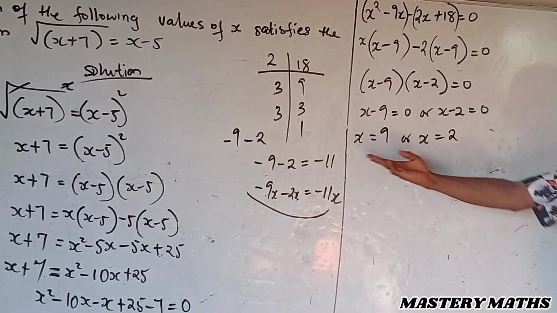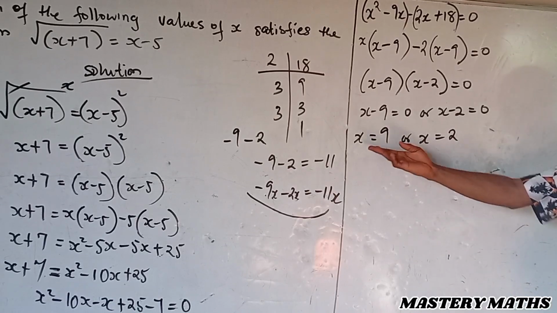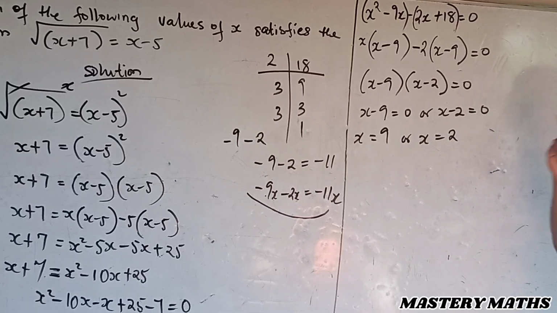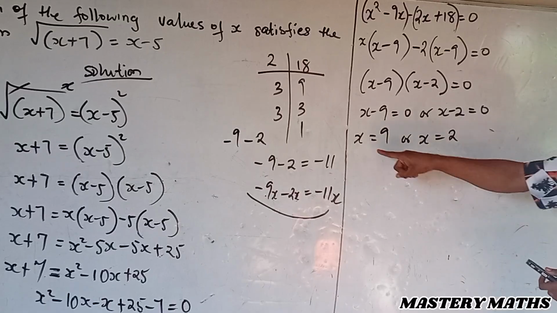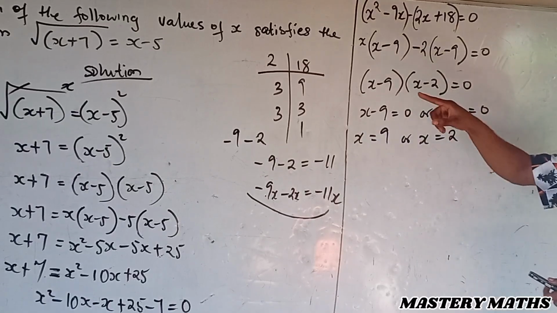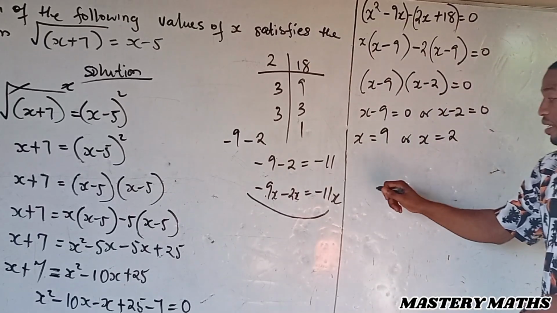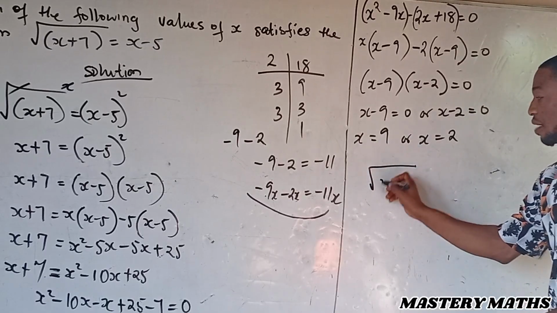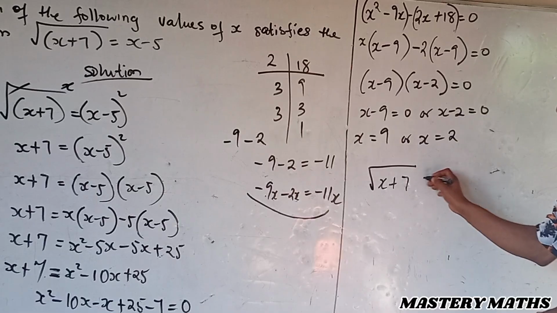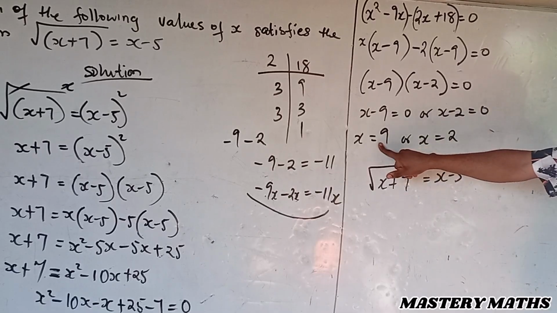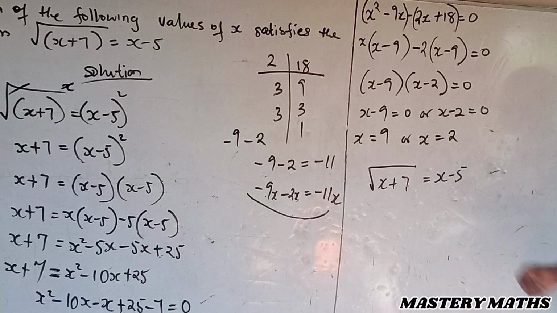So if you watch, we are having two answers. We have two answers as our x. Remember, the question said which of the following values of x. So the question is which of the following values of this x now satisfies the equation there. Remember, our equation is, this is the equation, we have square root of x plus 7 equal to x minus 5. So which of these x you're seeing here now satisfy this equation we are seeing? Is it x equal to 9 or x equal to 2?